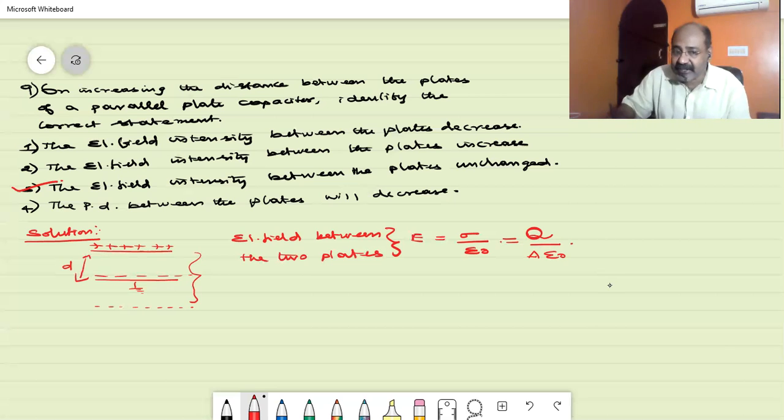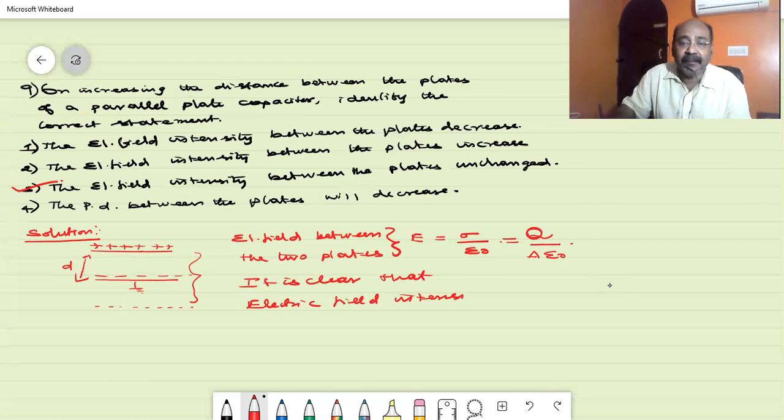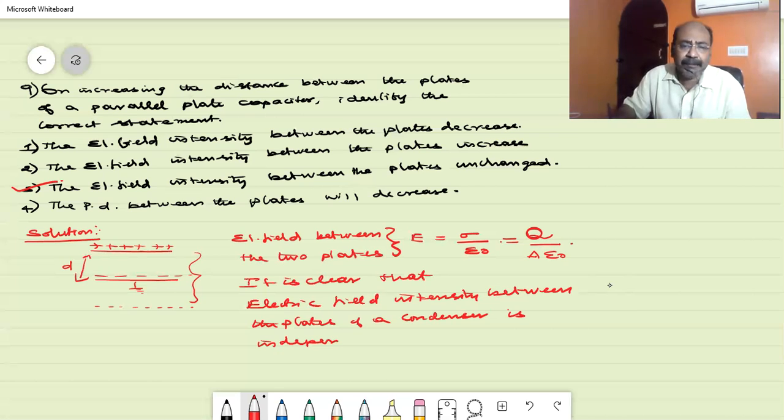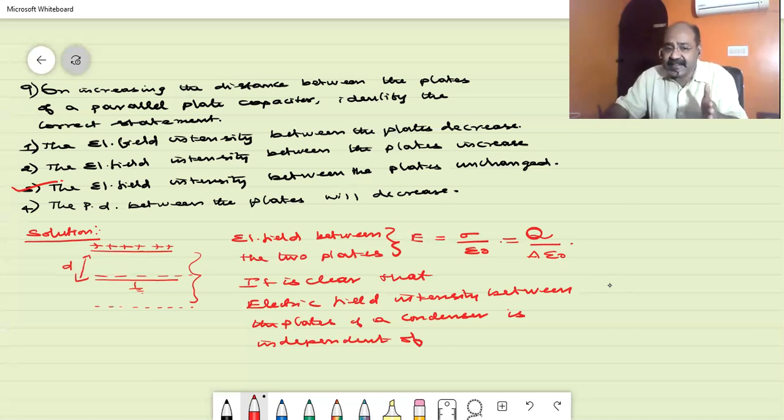So what is the explanation? From the above equation, it is clear that the electrical field E, or we can say electric field intensity, between the plates of the capacitor, or between the plates of a condenser, is independent of what? Is independent of the distance.